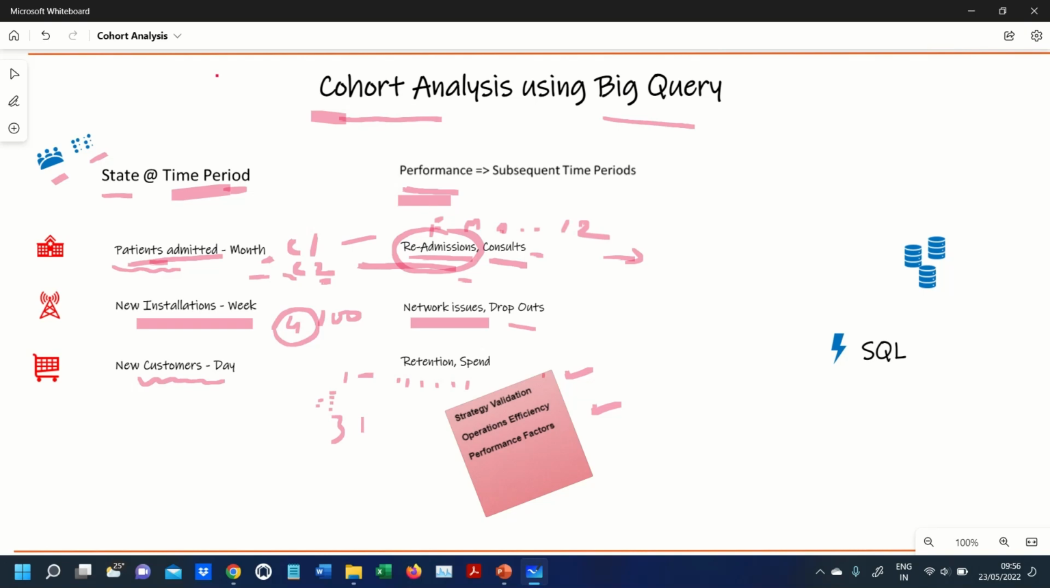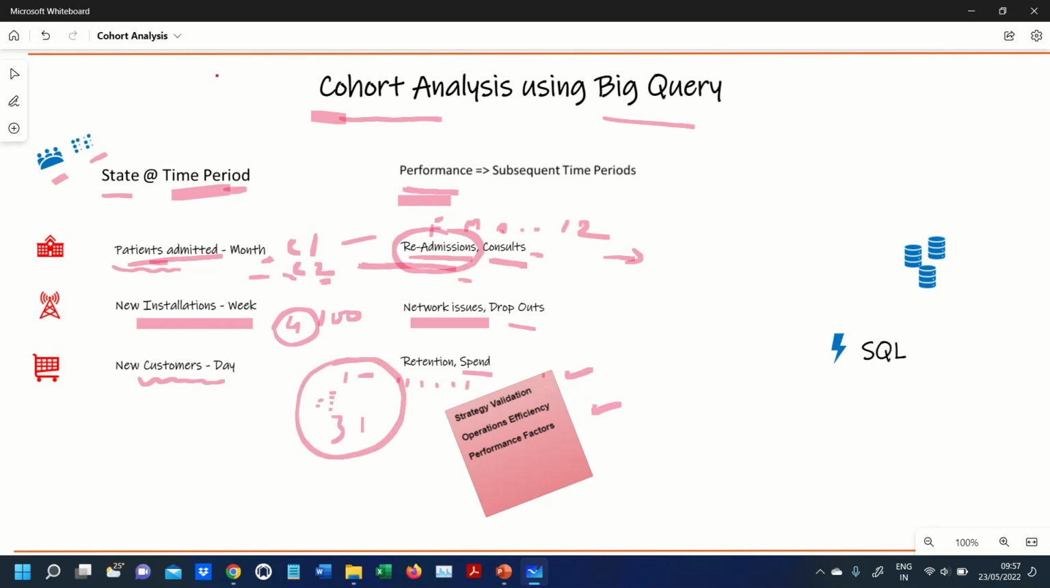On their second day, third day, fourth day, how many of them have visited the store again and purchased something, at least one item from the store again, and how much amount of time they are spending. This is one type of analysis, measuring the retention of a customer, and then measuring how much money they have spent, maybe how much time they have spent. So it all depends upon the sales data you have.